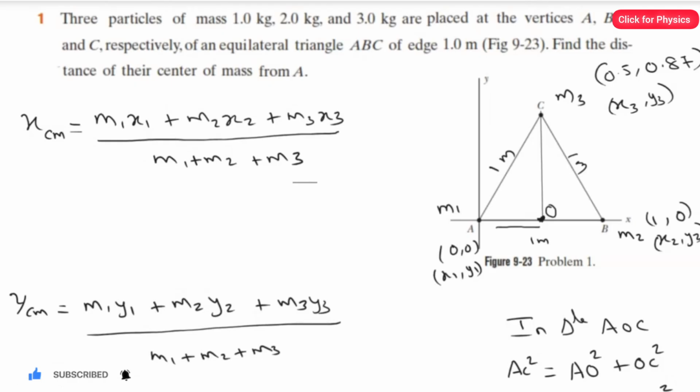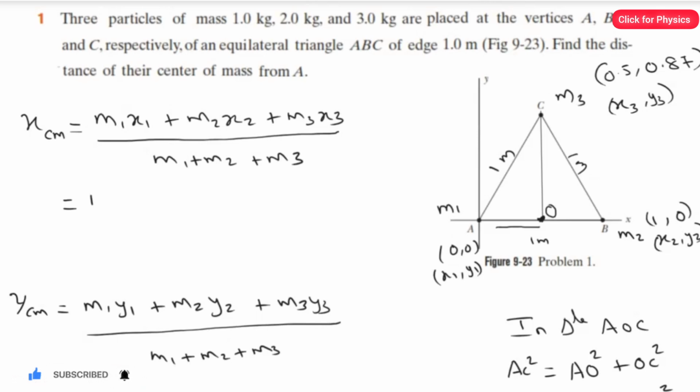So now we have the answer for x3 and y3, and now it's very easy. We are going to substitute all the values in this given rule, and by that we can easily find the x center of mass and y center of mass. Now I'm going to substitute the values here. M1 takes the value of 1 kilogram.